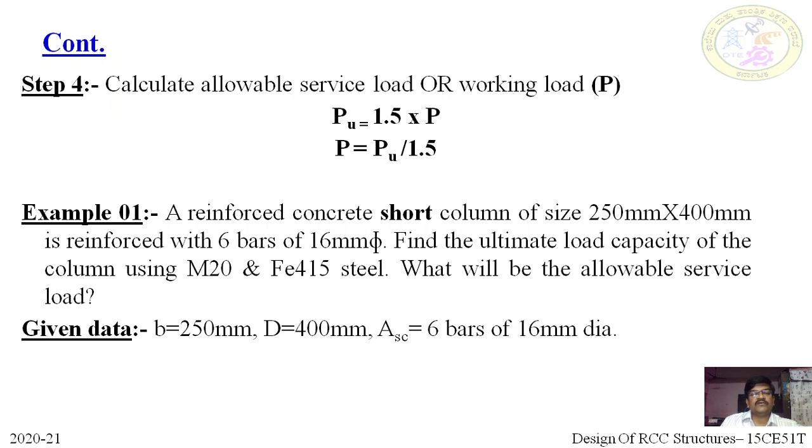So let's solve a problem. This is example 1. A reinforced concrete short column of size 250 by 400 millimeter is reinforced with 6 bars of 16 millimeter diameter. Find the ultimate load capacity of the column using M20 and Fe415 steel. What will be the allowable service load?